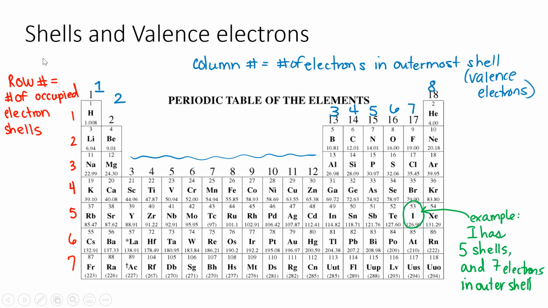There are some other patterns with atomic structure that are related to the periodic table. So we might notice that when you're looking at the periodic table, the row an element is in will tell you how many electron shells it has. And the column an element is in will tell you how many electrons are in the outermost shell. So for example, if you look at iodine, iodine is down here. It is in row 5. So that tells me that iodine has 5 shells of electrons in it. And it's over here in column 7. So it's got 7 electrons in its outermost shell.